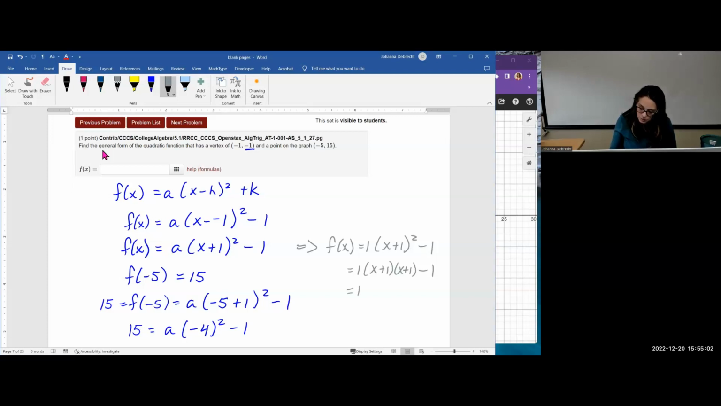All right, so then we're going to do a binomial square using the FOIL method. So this is going to give me 1 times x squared for the first. The outside is a 1x, the inside is a 1x, and the last is a plus 1. And then I still have my minus 1 over there. When I distribute the 1, it doesn't change anything. So this is going to give me x squared plus 2x plus 1. That's the perfect square trinomial that we tried to create, right? And then we've also got this minus 1. Notice that the plus 1 minus 1 cancels, and I get x squared plus 2x, which is what they're looking for. That's the general form.